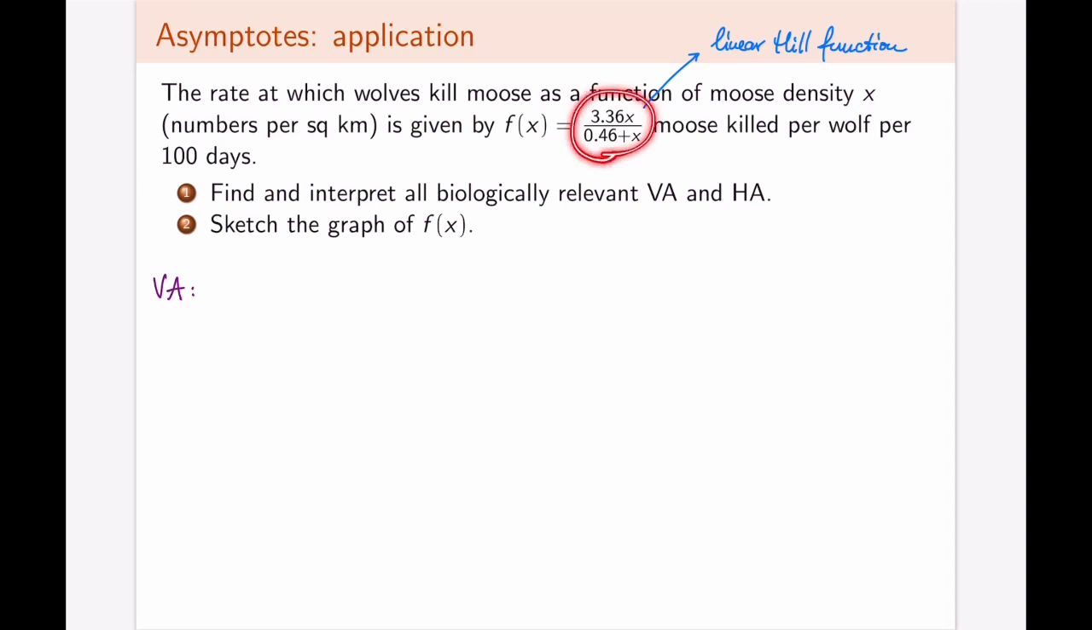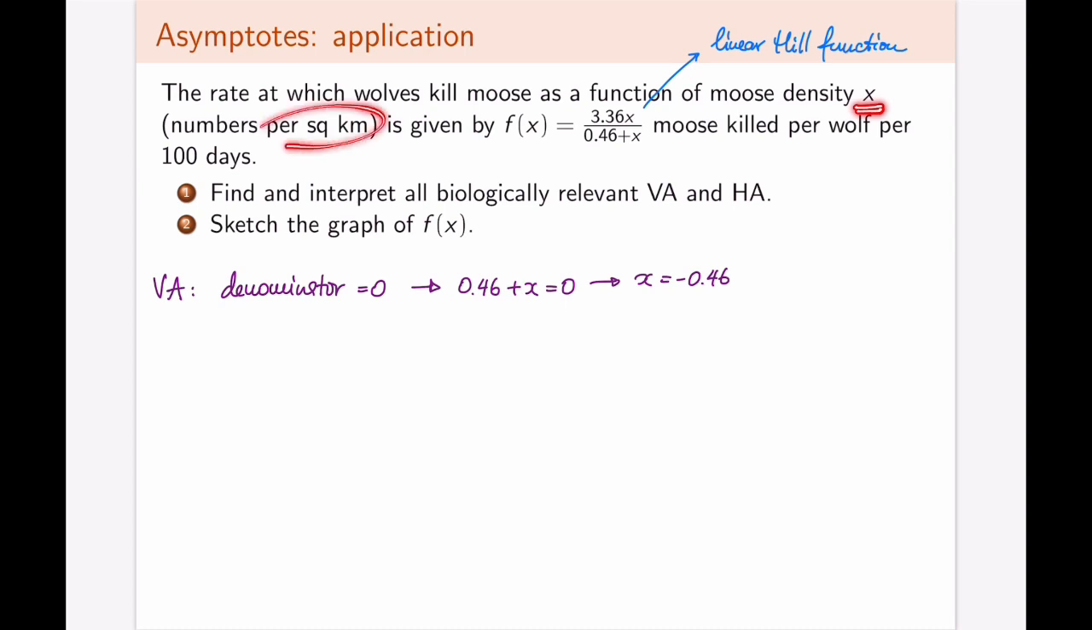This is a rational function, so we expect our vertical asymptotes to be where the denominator is equal to 0. So in this case, what we have is 0.46 plus x is equal to 0, which means that my vertical asymptote is going to happen at x being negative 0.46. Now, of course, this is not biologically relevant. X stands for the number of moose per square kilometer, and it cannot be negative. So while this is not biologically relevant, I am going to sketch it on the graph just to see how I have to curve my graph to actually match the corresponding behavior.